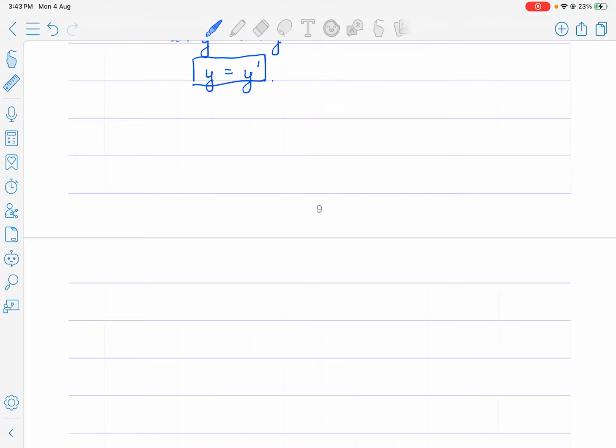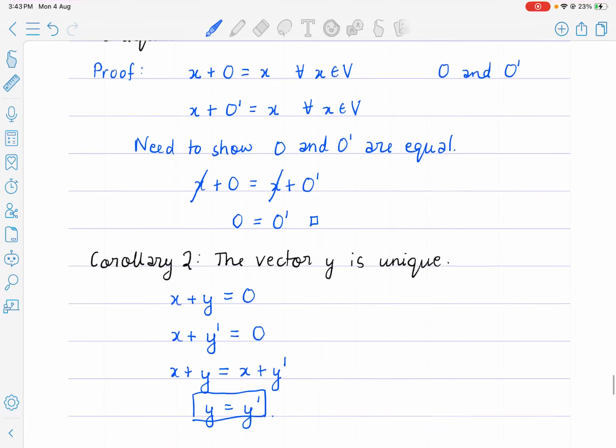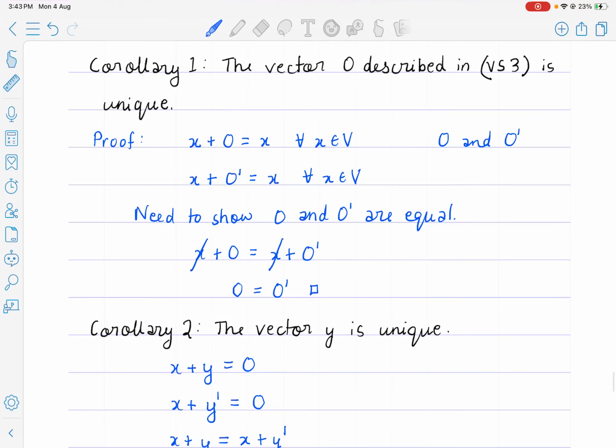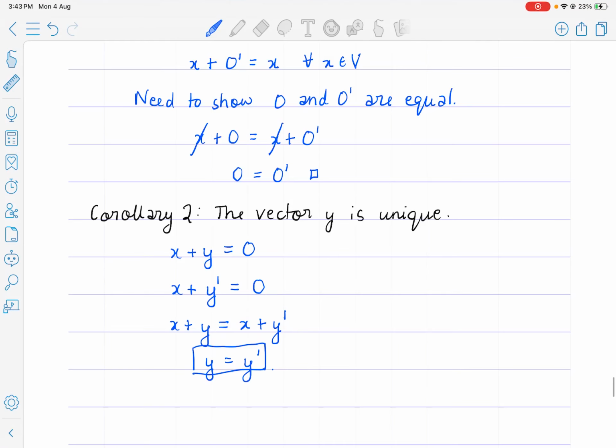Now, we name these things. What we have been calling 0 we call the zero vector, and this y we call the additive inverse from now on. Now let's move to the next theorem.